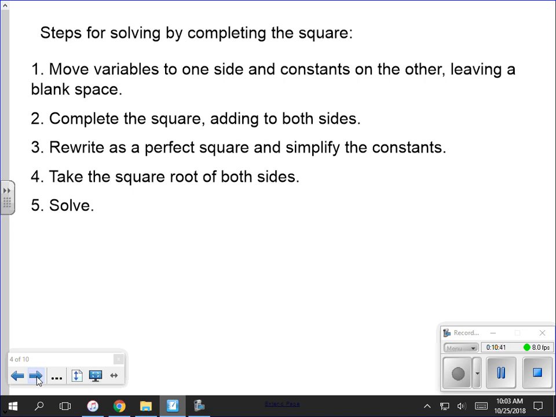Step number one, move your variables to one side and constants to the other, leaving a blank space. What do I mean by a blank space? Well, for example, after moving things around, you would have something like x squared plus 6x, and it would be equal to 12 or something like that. What I mean is you want to leave a blank space between your x terms and your equal sign because you're going to fill in that blank spot.